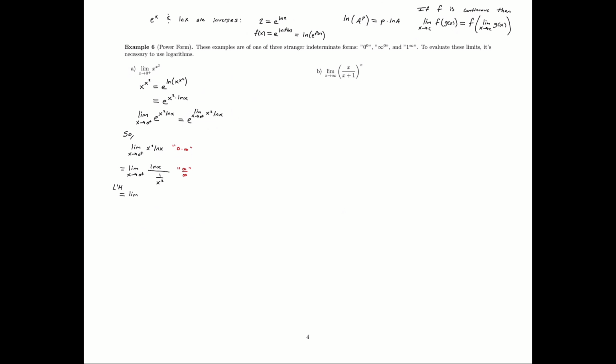So if we use L'Hopital's rule, the derivative of natural log of x is 1 over x. The derivative of 1 over x squared is negative 2 over x cubed. And now here we've got a fraction divided by another fraction, which we know is just multiplication by the reciprocal. So this is really 1 over x times negative x cubed over 2, which is negative x squared over 2. So the limit as x goes to 0 from the right, we can factor out the negative, that just makes it look nicer, x squared over 2.